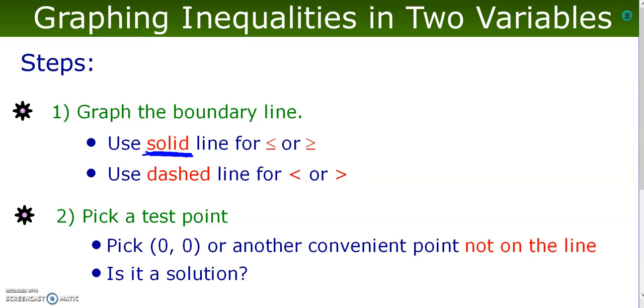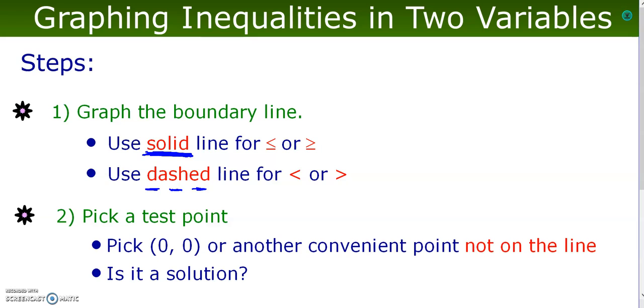If it's just a less than or a greater than symbol, we're going to use a dashed line to draw our line. And then we pick a test point. This is what we just practiced. We pick a point in space that's not on either line, and we plug it into our two equations, or our equation, and we decide if it's a solution.